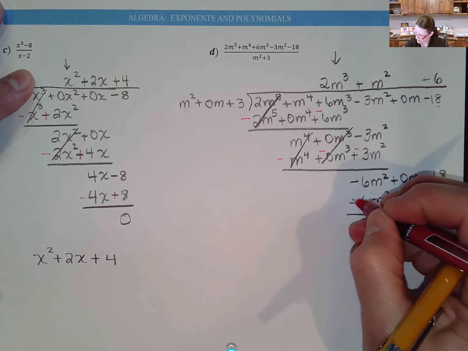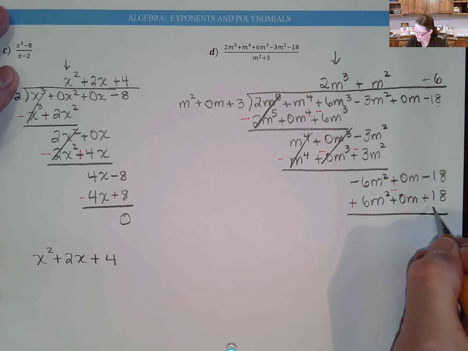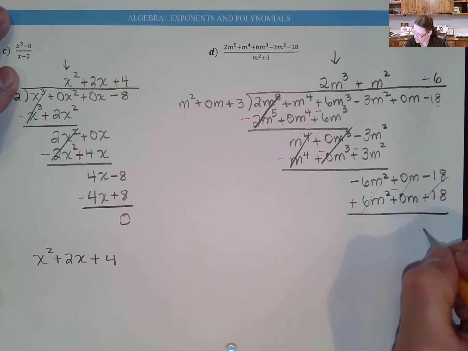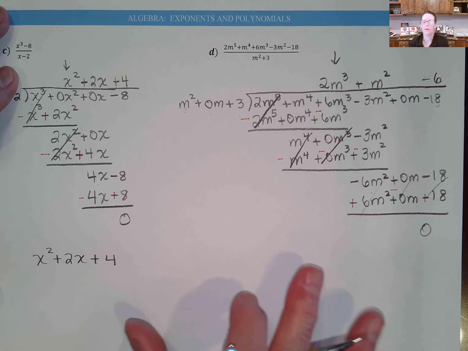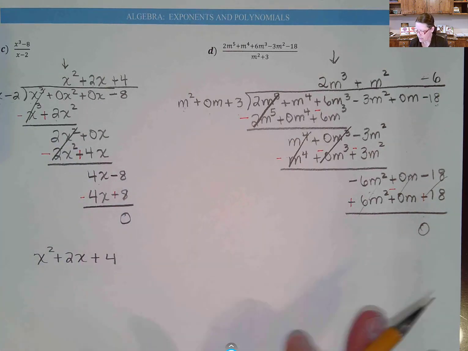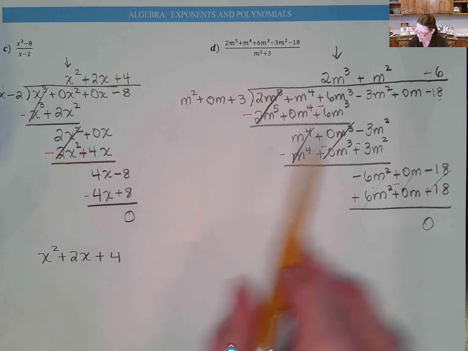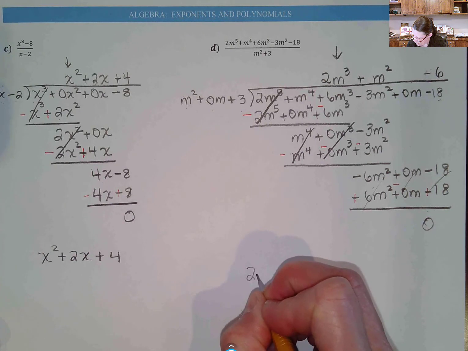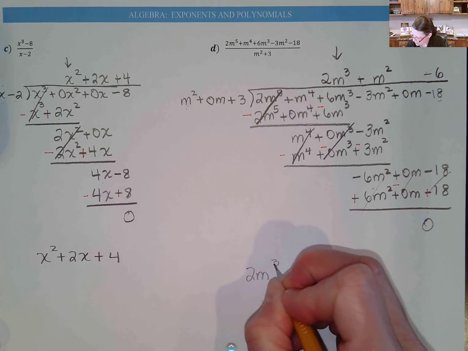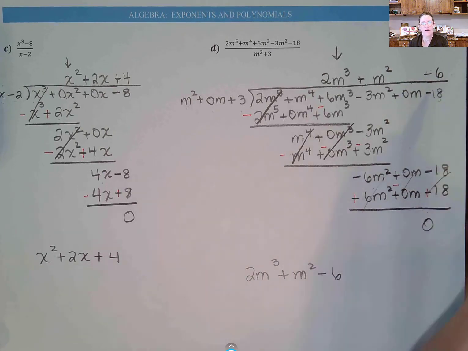Subtract. Minus the negative is plus. And minus the negative is plus. Cancel, cancel, cancel. This has a 0 remainder. Woohoo! All right. Well, that's generally as messy a division problem as you're probably ever going to see. Typically, we're going to see something more of the form of parts A or B or C. All right. But let's write this final answer and call it good. 2m to the third plus m squared minus 6 is that final quotient.